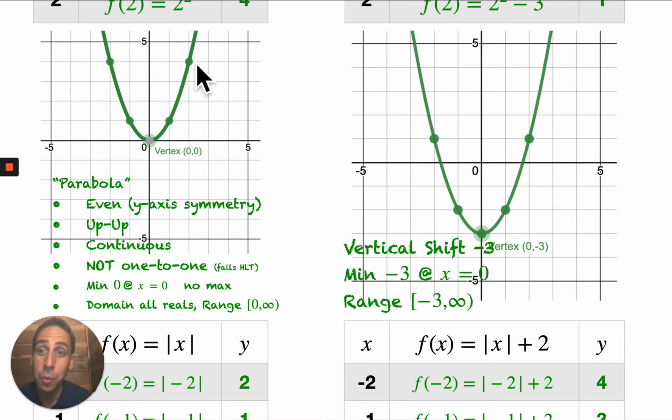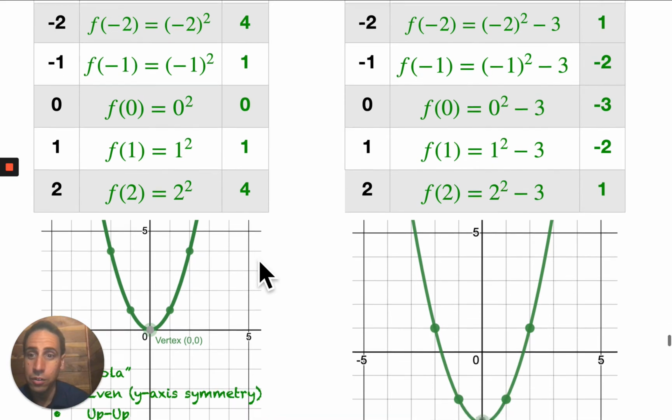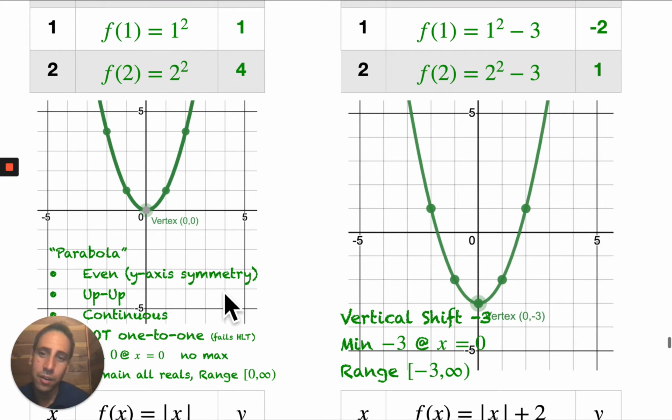Why? Because it has y-axis reflectional symmetry. Reflectional symmetry about the y-axis. Here's the y-axis right here, and you can fold this half over here. It's a mirror image. It is up, meaning the end behavior is up, meaning as x gets larger and larger to positive infinity, then the y values will also go to positive infinity. As x goes to negative infinity, then the y values will go to positive infinity as well. They'll just get larger and larger. So on the graph, it goes up and it goes up. That's why we call it up.